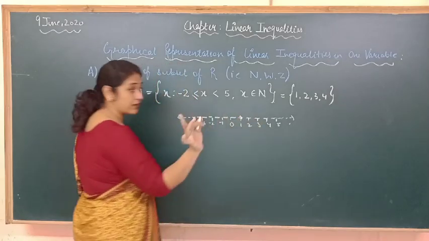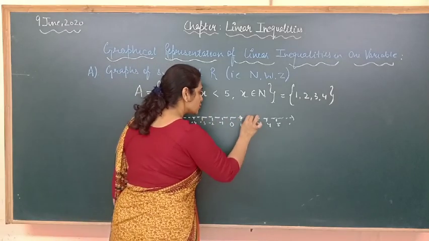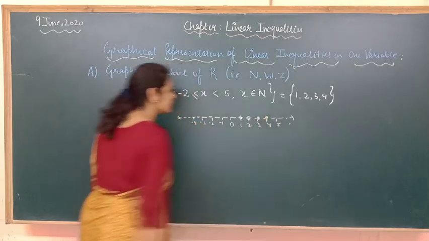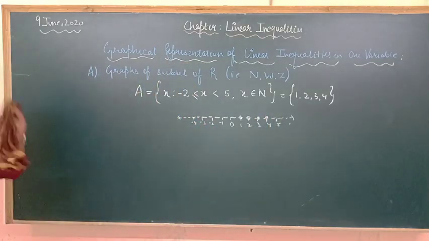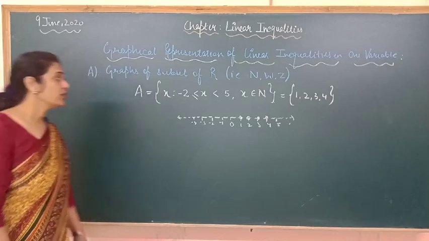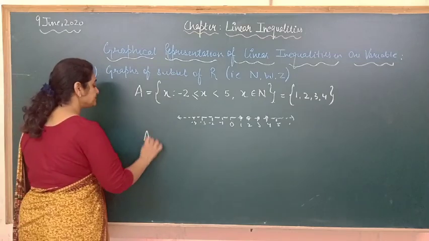No number between 1 and 2, that's a real number. 2 is included, 3 is included, and 4 is included. So this is how I'm going to represent it. Is this clear? This is how I'm going to represent 1, 2, 3, 4.